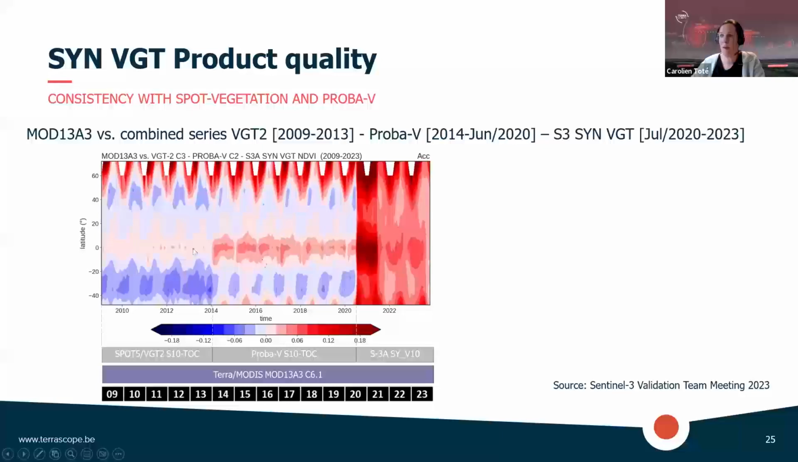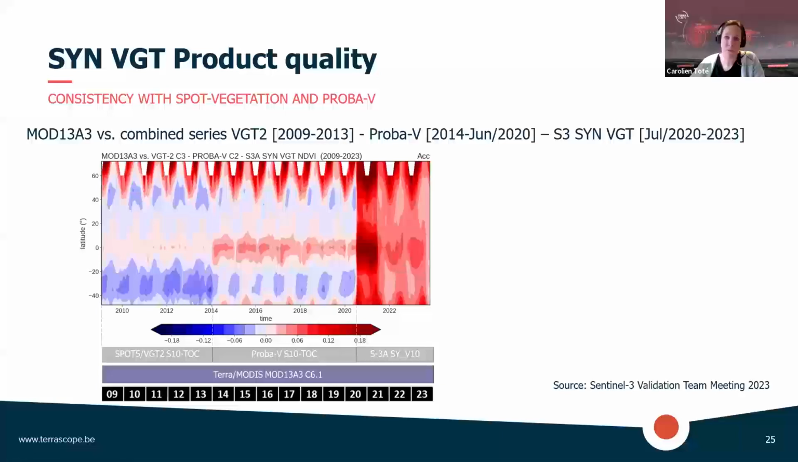And of course, we also see a small jump at the switch from SPOT-VGT to PROBA-V, but it's not as big as compared to the switch to Sentinel-3 at mid-2020. You see a very big bias in the first year and a half, let's say, because then the NDVI was simply wrongly calculated based on wrong reflectances. And gradually the bias diminishes, and in the last months it seems to look okay.